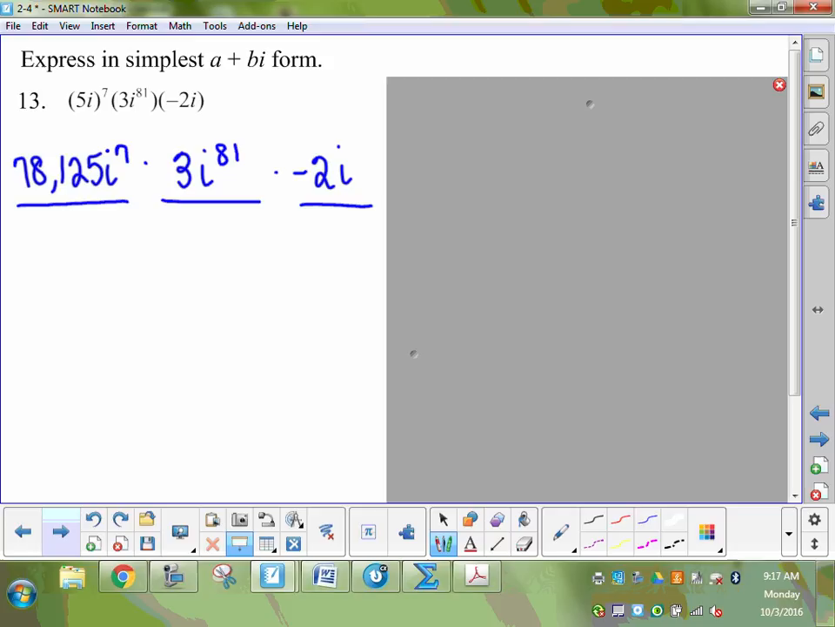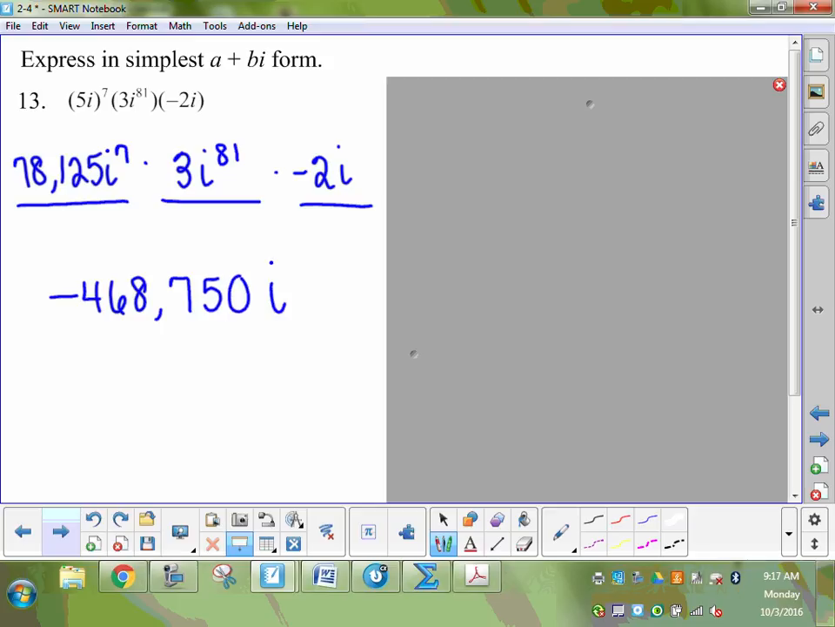2 of us. 3, 4. Oh, come on. What coefficients? Vicki, did you get what the value's going to be? 705. Is that what you said? 7,536. 750. 750. Okay. Now we need to figure out i to what power.